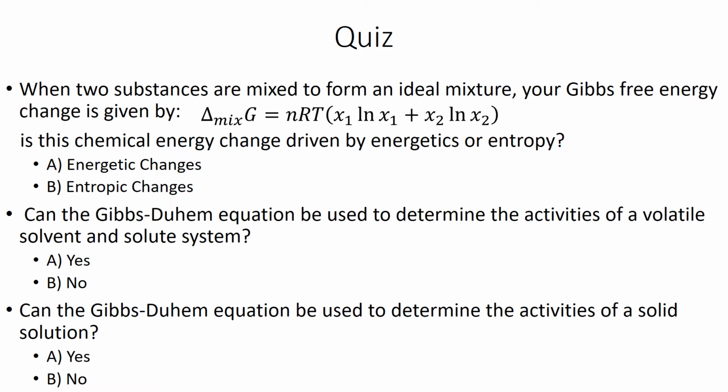Now for the quiz. When two substances are mixed to form an ideal mixture, your Gibbs free energy change is given by delta mix G equals nRT multiplied by (x1 ln x1 plus x2 ln x2). Is this Gibbs free energy change driven by energetics or entropy? A. Energetic changes, or B. Entropic changes.